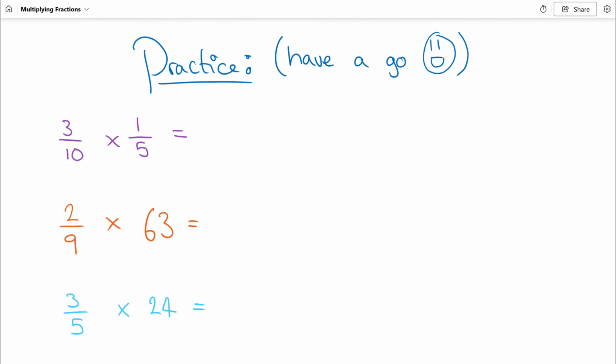Here's some examples for you to try. Try to leave the answers in the simplest form. Please pause the video and have a go at them. And then resume the video when you're ready for the answers.